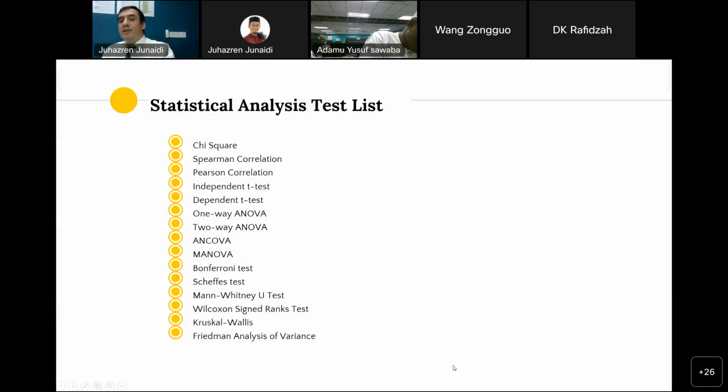The list of all tests that you can conduct: chi-square, Spearman correlation, Pearson correlation, independent sample t-test, dependent sample t-test, one-way ANOVA, two-way ANOVA, ANCOVA, MANOVA, Bonferroni test, Scheffe's test, Mann-Whitney U test, Wilcoxon signed rank test, Kruskal-Wallis, and Friedman analysis of variance.